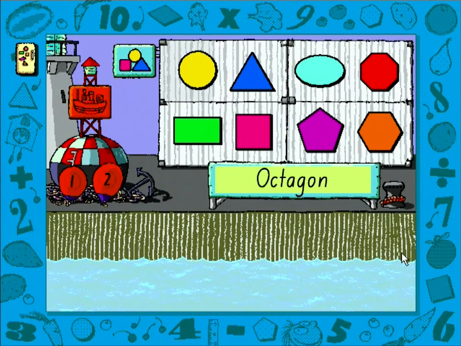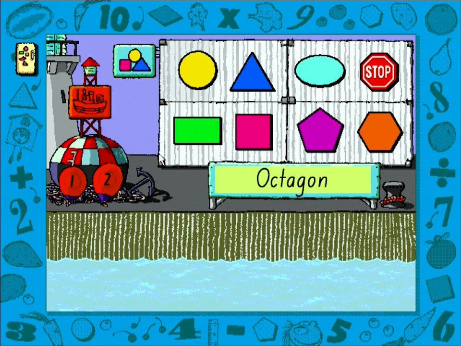An octagon has eight sides and eight corners. Octagon! An octopus has eight tentacles. Look at the stop sign. It's an octagon.